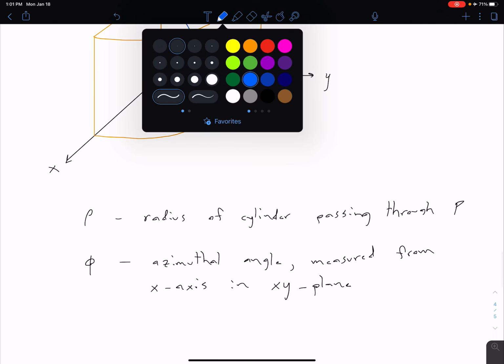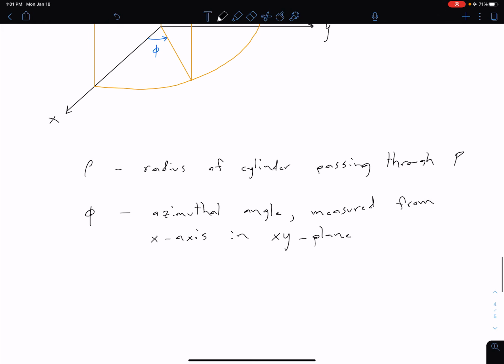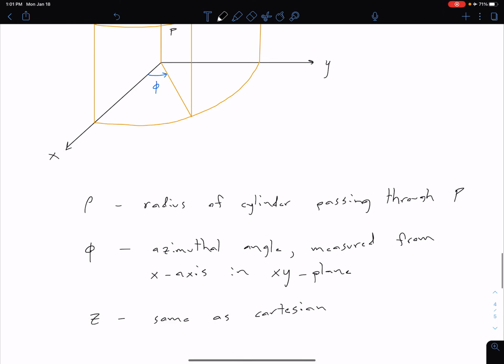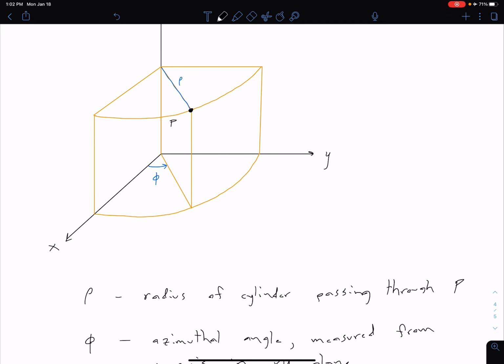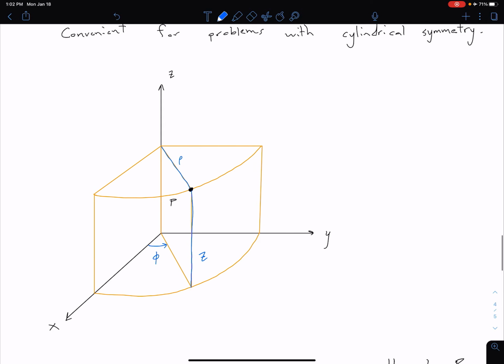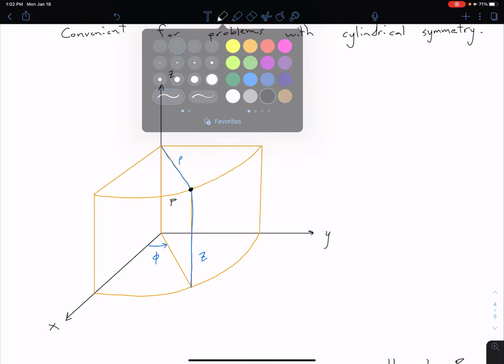And then finally, our z is the same as what we had in Cartesian. So for completeness, let me come down here and write: same as our Cartesian or rectangular coordinates. That just means from down here in our xy plane, we have to go up a height, in this case, of z. I have this drawn for a point P that's in positive x, positive y, and positive z. But of course, we could define points anywhere in space with our cylindrical coordinate system.